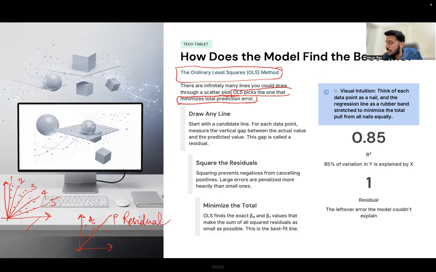That's exactly what we're trying to explain here. Let us start with a candidate line. For each data point, you measure the vertical gap between the actual value and the predicted value. So this is the actual value here, and this is the predicted value. There is some difference between actual and predicted, and this difference is called the residual. Now, sometimes the residual might be positive, sometimes negative, and sometimes the errors might be way too large.